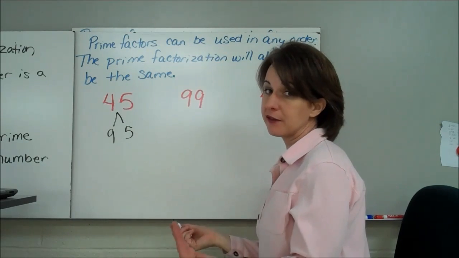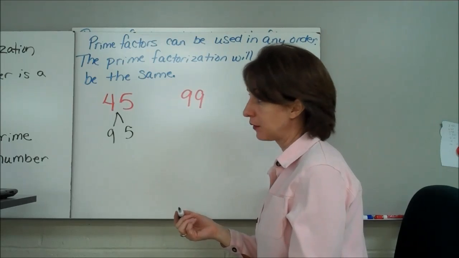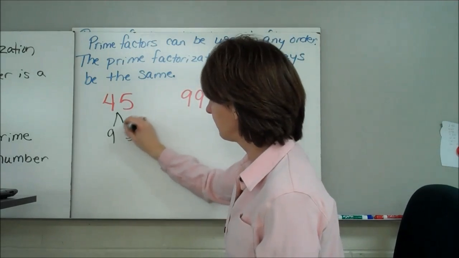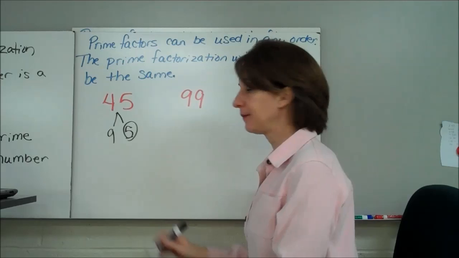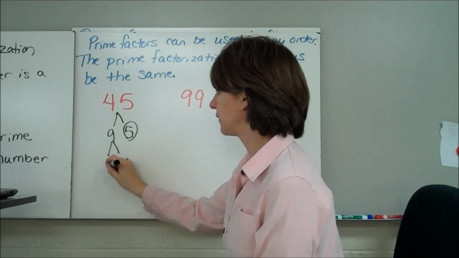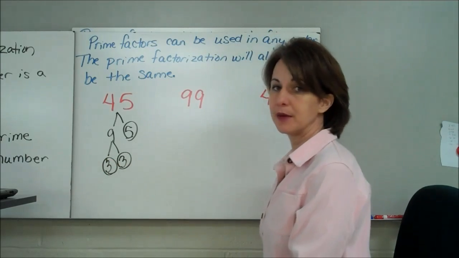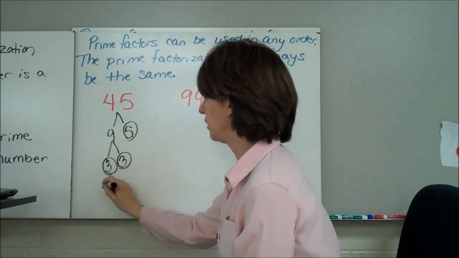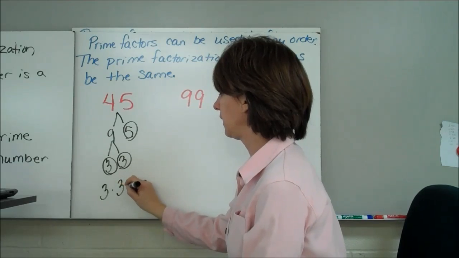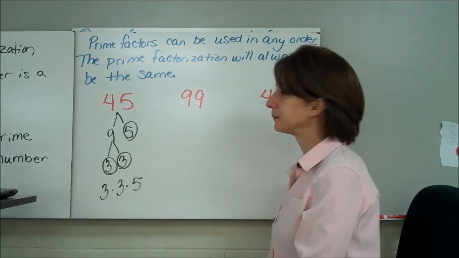Again, you could have thought of 3 times 15 and you would have been correct. 5 is prime, so it's circled and done. 9 is made of 3 and 3. 3 is prime, so my prime factorization is 3 times 3 times 5.